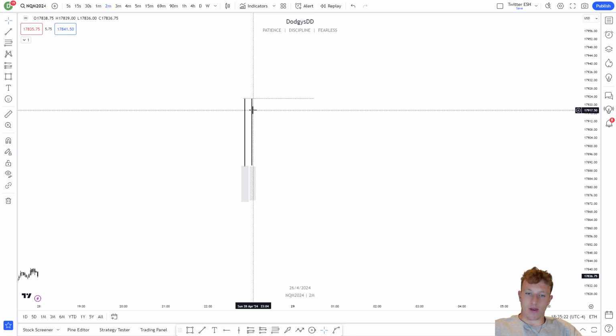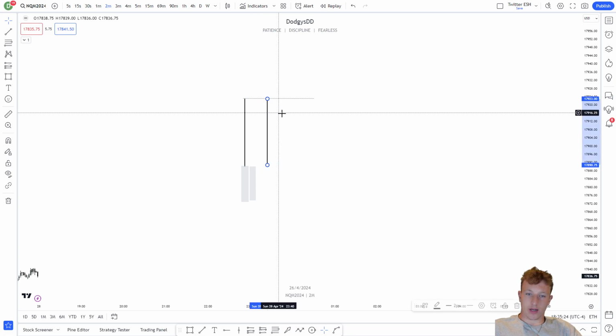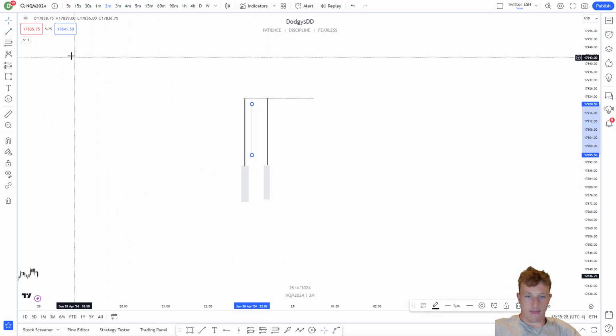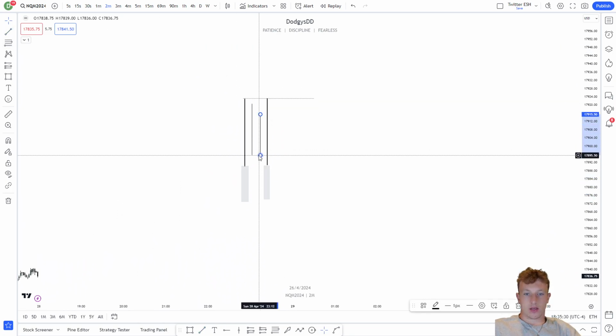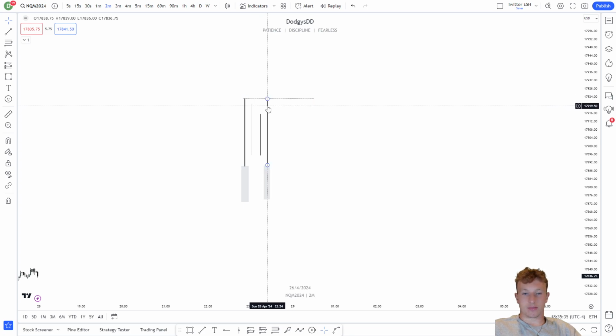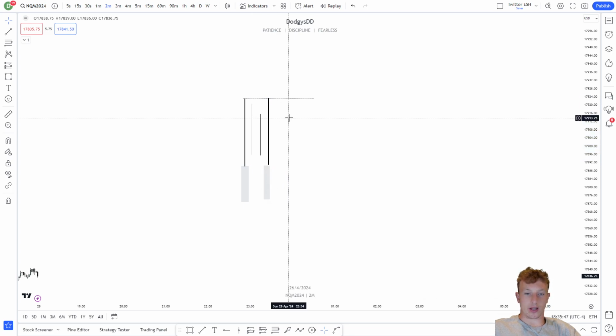Now, the next one. Let's say the wicks are more than a couple of candles apart. Let's say it looks like this. I would say these are about 70, 80% significant. So this is weaker, and I would say this is stronger. This is going to be a stronger magnet. This is the weakest magnet of equal highs and equal lows. You'll see they're right next to each other. This is where it starts to get really strong again.